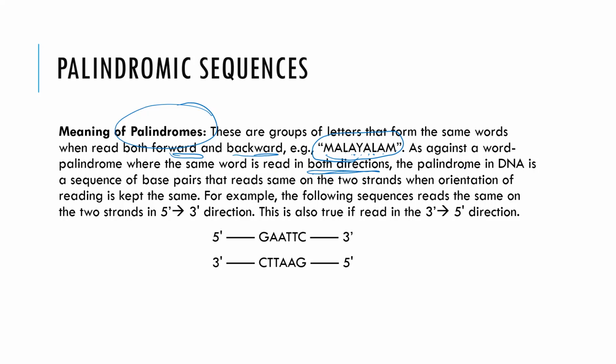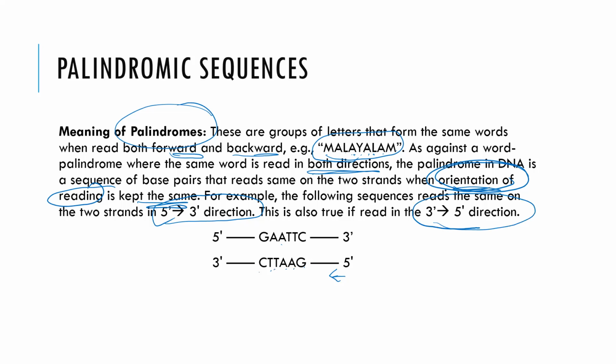The palindrome in DNA is a sequence of base pairs that reads the same on the two strands when the orientation of reading is kept the same. For example, the following sequences read the same on the two strands from 5' to 3' direction. If we see from 5' to 3' direction, it is GAATTC. Again, here if you see from 5' to 3' direction, it will be GAATTC.